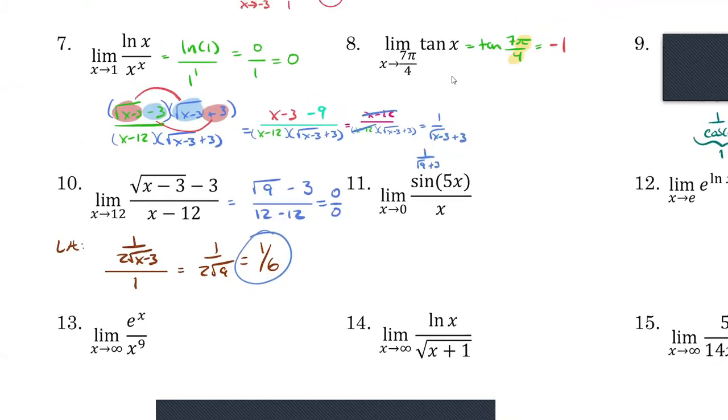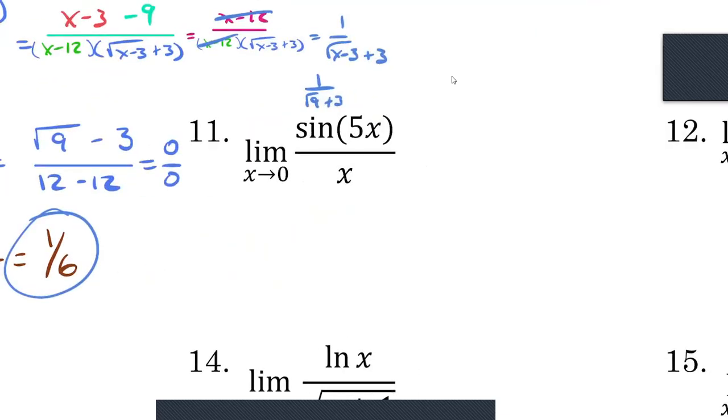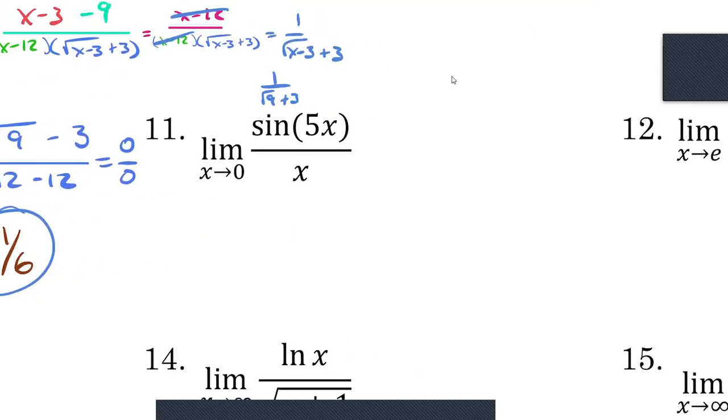All right, and then the last one for this video, tune in for the next series, would be the limit of sine of 5x over x. So this looks a lot like the limit, as x approaches 0, of the sine of x over x, which we know is equal to 1.